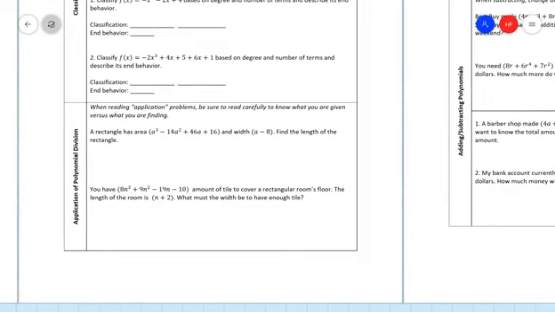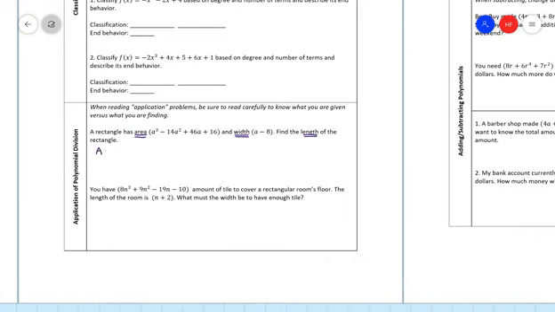Now on the next one, we have some applications of polynomial division, meaning we've got word problems to work with. So make sure when you're reading these that you are aware of what you're looking for versus what you're given, so that way you know what the process is going to look like. So on this first one, it says a rectangle has area of this polynomial and width of a minus 8. Find the length of the rectangle. So they tell me what the area is, what the width is, and I have to find the length.